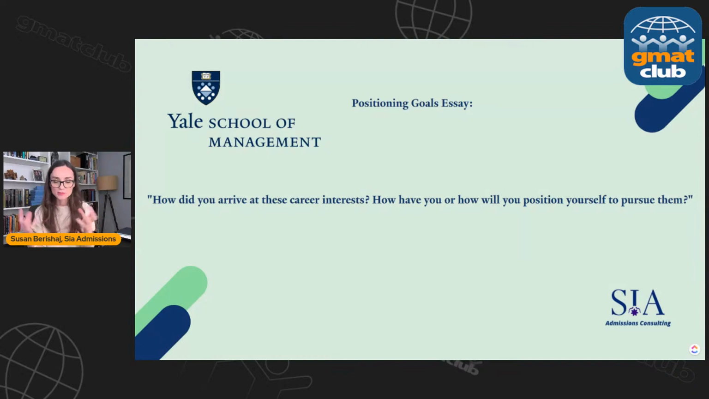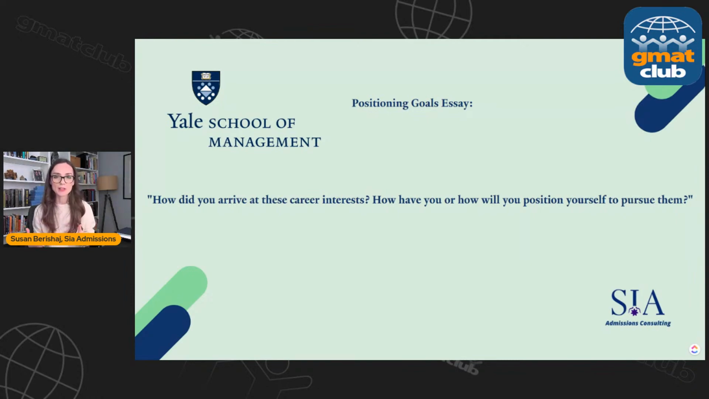Let me simplify that a little bit. If you are an engineer and want to work in consulting, what you would want to do is identify an experience where you may have worked in the past with a consulting firm to help solve a problem at your organization. That is an example that answers the question. The first part of the question is, how did you arrive at these career interests? Then you need to identify what kind of role you want to take in the consulting space. You have to really see that there's a problem that you're trying to solve.